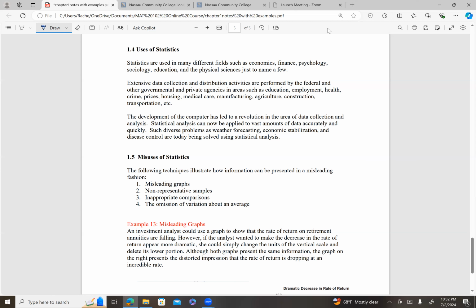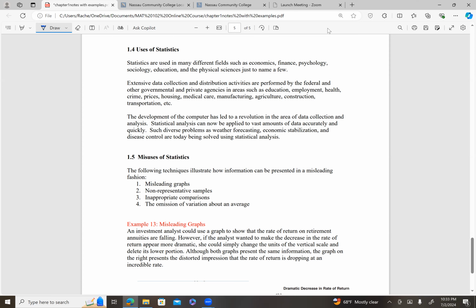And some areas where you are familiar would be weather forecasting, right? On your phone, if you open the weather app, it'll say there's a 10% chance that it's going to rain today. That's probability and statistics. Another example would be economic stabilization, disease control. So these are different problems that are being solved using statistical analysis.